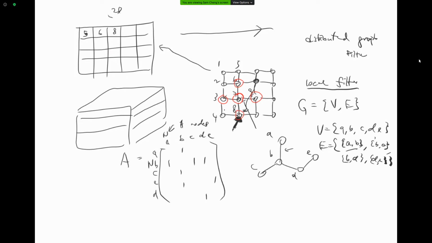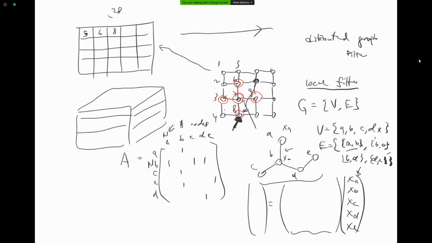Now for the graph filter. When I want to represent a graph filter, I will have a signal. For example, on this graph, I start with a signal where the original values are XA, XB, XC, and so on, and I can form a vector of that. As I mentioned, if this is a local linear filter, I take the current signal values at each of the nodes, and after multiplying by a matrix, I get the values of the nodes after the filtering.